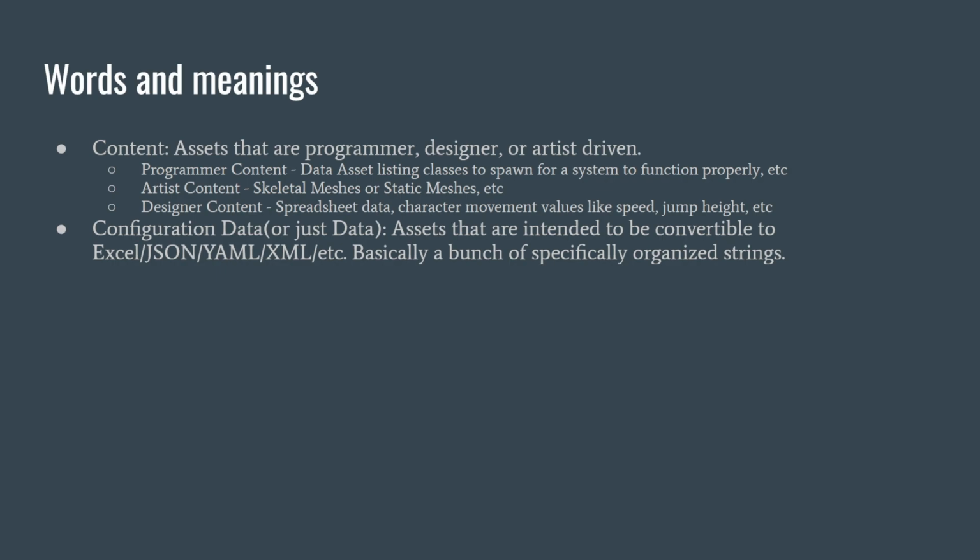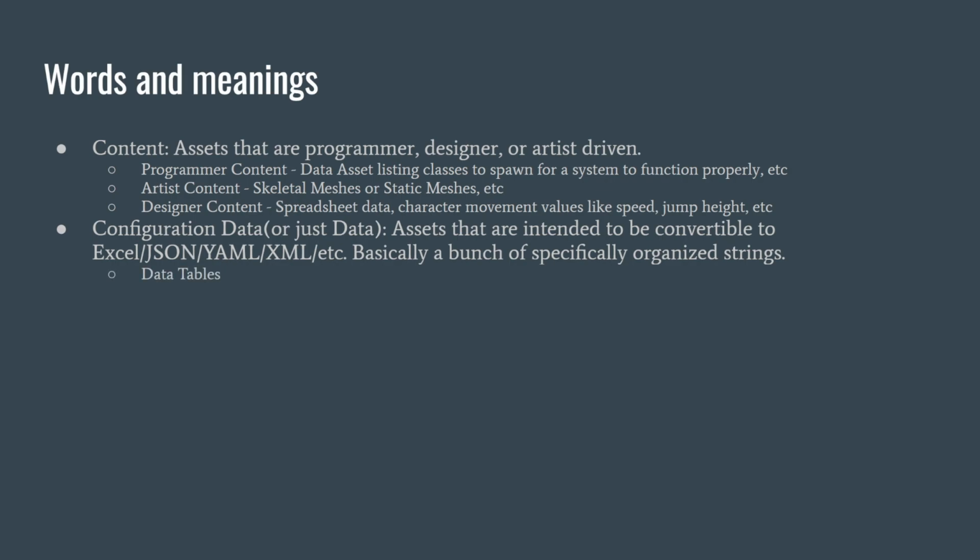But it's very good to have an understanding of what the distinction is between them, which is there's configuration data and there's content. And configuration data, or we'll just call it data for now, are just assets that are intended to be convertible, like to Excel, JSON, different string formats, because it's basically just a bunch of specifically organized strings. That's how I kind of understand it, on explaining it to a person, like a human.